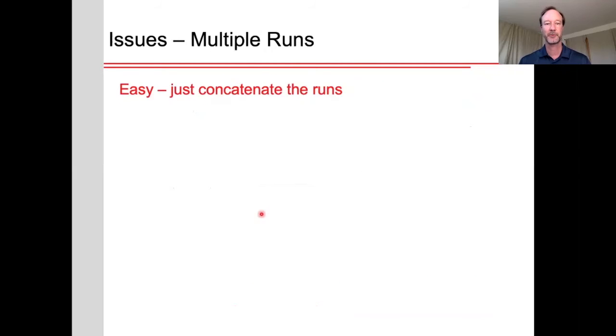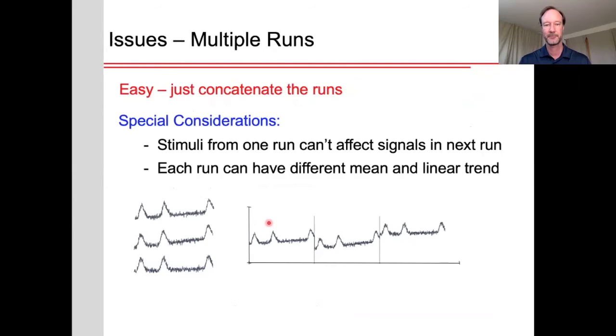What if you have multiple runs? Well, that's really easy. You could just concatenate the runs together and run your analysis. However, there's a few important things to keep in mind. For example, as I've shown here, we ended this particular run right at the end with a particular stimulation. And when we model this response, the stimuli from one run can't affect the signals in the next run that might have been acquired several minutes later.